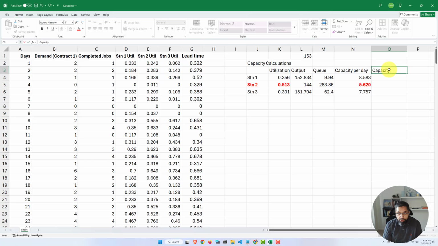Now, if what I did here did not make sense to you and it's only an estimate, you can just do the simple thing, which is to sum up the completed jobs and just use that. Just use 144. So you can just do capacity equals utilization, open bracket, utilization divided by the sum of completed jobs. And I put $ so it doesn't drag it down, and divide by 50 because I need capacity per day, not for 50 days. 144 is for 50 days.